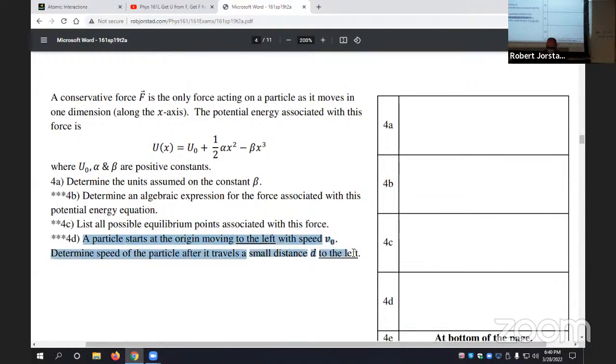The particle starts with this speed and starts moving. This is the kind of question where you do K initial plus U initial equals K final plus U final. You know what I'm saying there? Obviously, this is what we were doing today. Okay, let's clear that. Let's keep going.